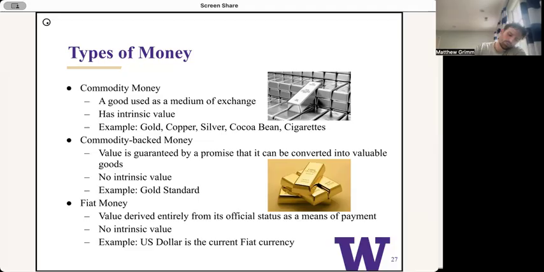And then after World War II, we went into fiat money, where the value is derived entirely from its official status as a means of payment. It has no intrinsic value, meaning a $10 bill is just a $10 bill, it's not backed by anything. The only thing that's giving it value is that people trust that the United States has a good currency. So they're like, oh, okay, United States dollar, that's definitely worth $10. I'll take that from you. No one's saying, oh, actually, it's not backed by a gold standard. I can't convert your $10 bill into a portion of gold, so I won't accept it.